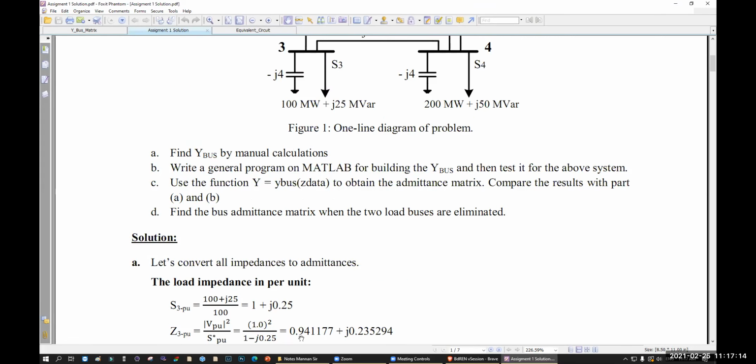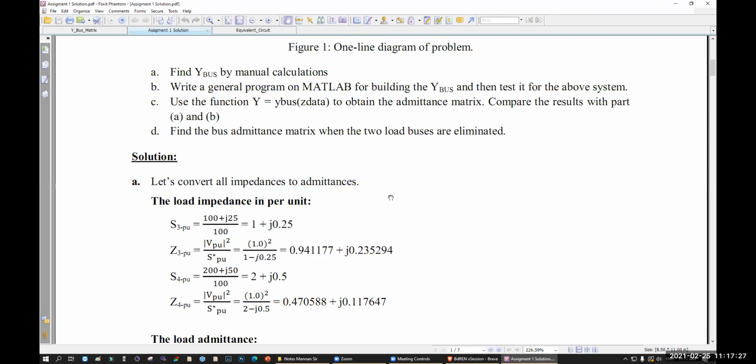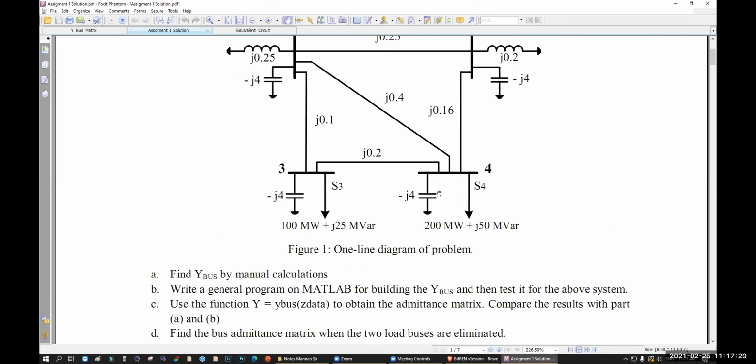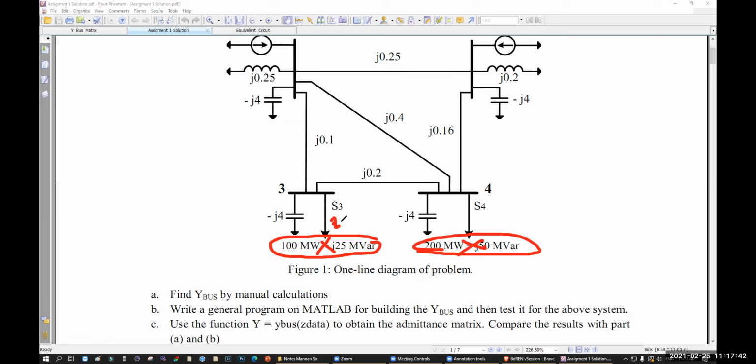That is your S3. What is your S4? Again the same formula, same thing. The S3 is this one. S4 is this one. So in the exam, in the problem, these will not be given. Rather, I will give you the impedance, to make your work easier.